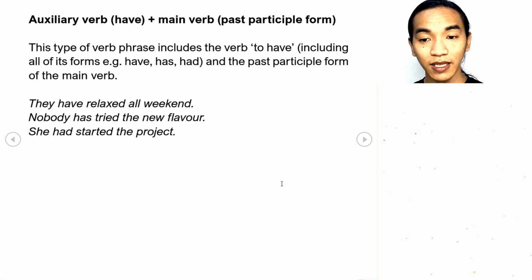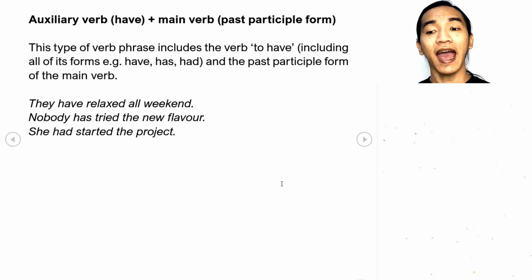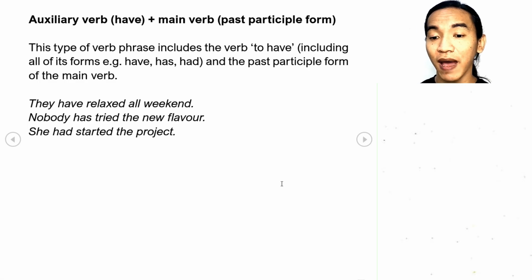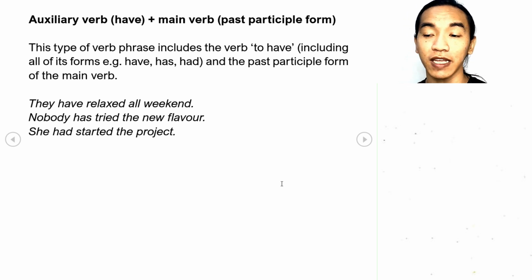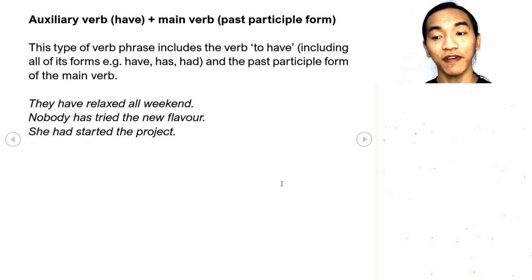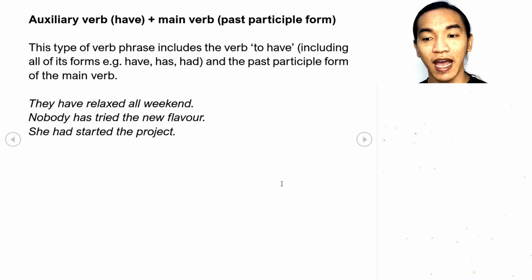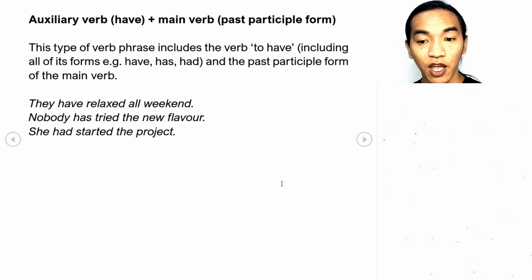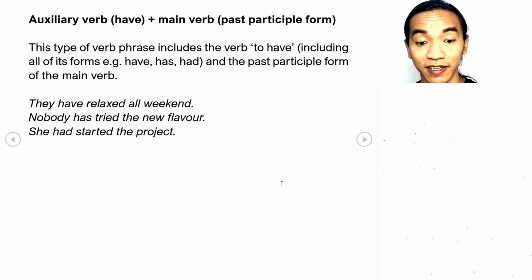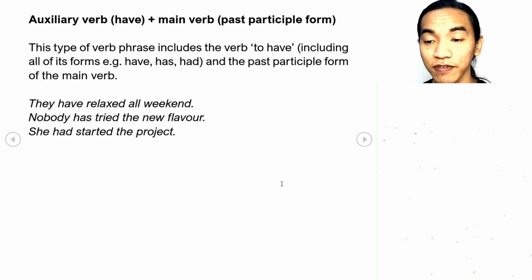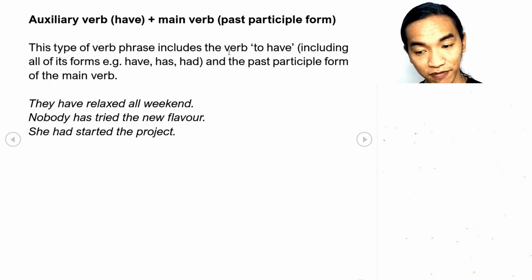Now, we have the auxiliary verb have plus your main verb in its past participle form. So in this case, we have have plus the main verb in past participle, which is in perfect tense. Okay? So we have this in our perfect tense or present perfect. They have relaxed all weekend. Nobody has tried the new flavor. She had started the project. So this is in past perfect tense as well. Have is the auxiliary verb, and then your main verb.